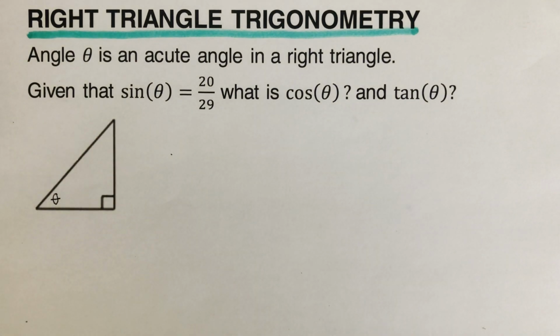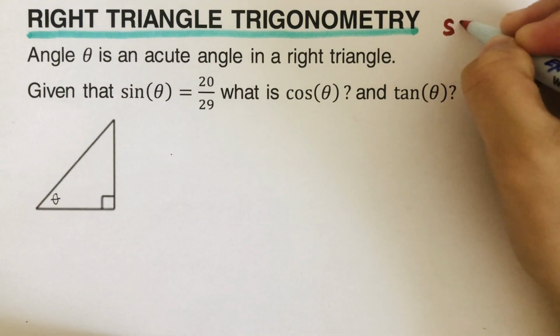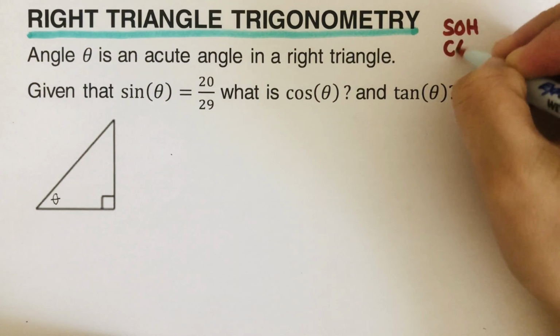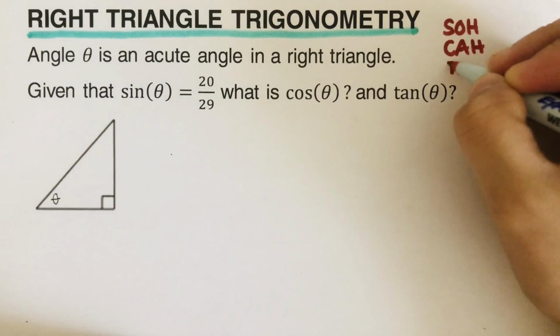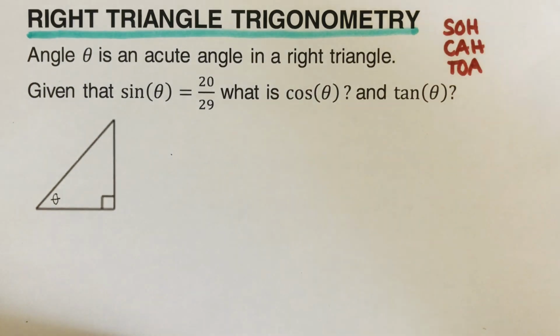In one of the videos in the previous section, we used the acronym SOH CAH TOA. So that's SOH, CAH, and TOA. This represents the formula for sine, cosine, and tangent. Sine is opposite over hypotenuse, cosine is adjacent over hypotenuse, tangent is opposite over adjacent.